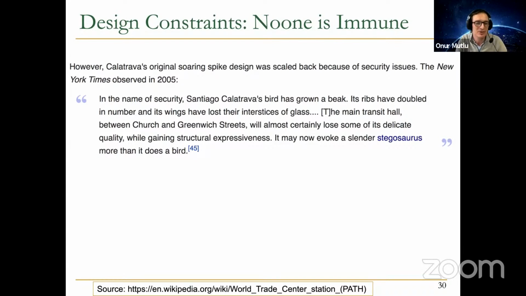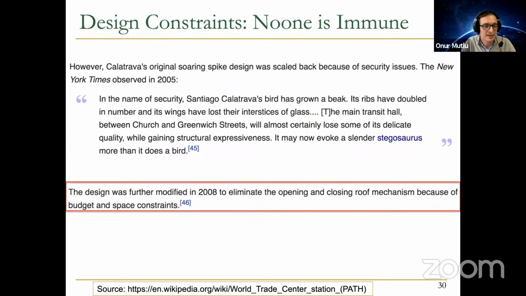Whenever you're designing something, you run into design constraints, and it's really important to understand how you can create your design within the constraints you're operating at, and how you can maximize the metrics you really care about within those constraints. So you can see, for example, the design was further modified in 2008 to eliminate the opening and closing roof mechanism because of budget and space constraints. So security made it of a different shape, but budget and space got rid of the opening and closing of the roof that we saw in one of the universities earlier.